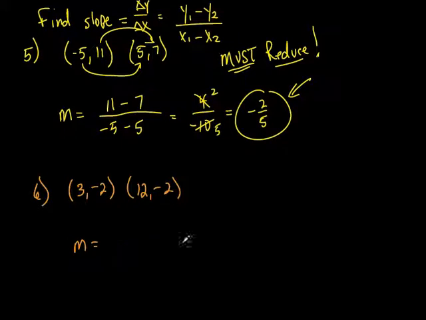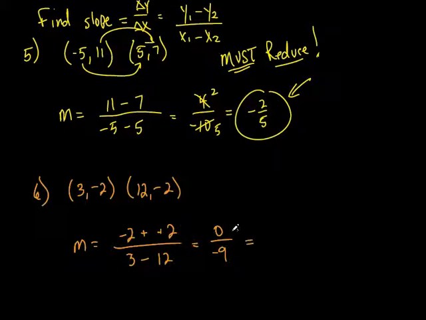So let's do the math really quick. It's negative 2 minus negative 2. What's minus a negative? It's plus. And then we do the y's. So it's 3 minus 12. Now look what we get. Negative 2 plus 2 is 0. 3 minus 12 is negative 9. I don't just leave it 0 over negative 9.